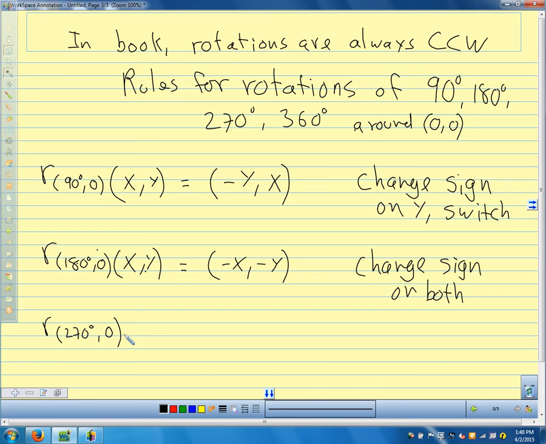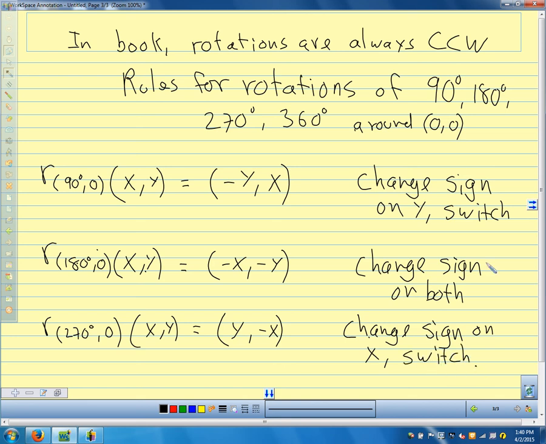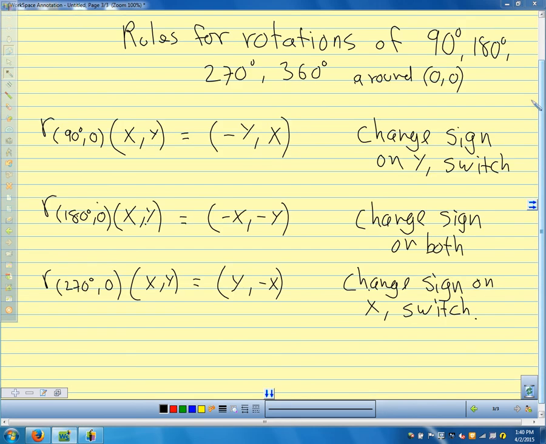A rotation of 270 degrees about the origin of a point x, y equals y, negative x. So we're going to change the sign on the x and then switch. So if we want to rotate 270 degrees around the origin, change the sign on the x and then switch the places.